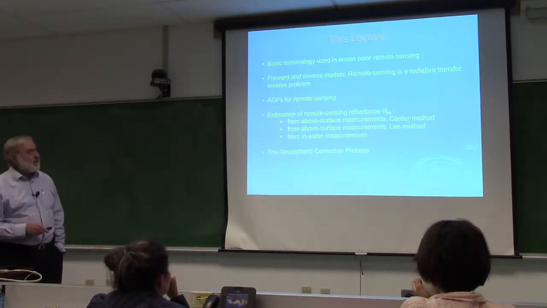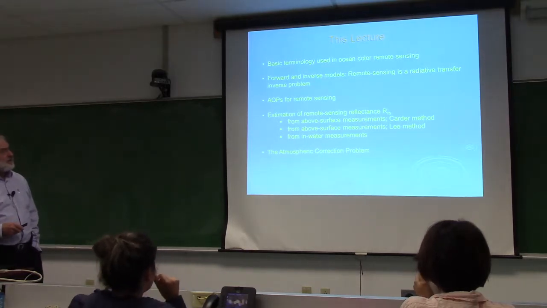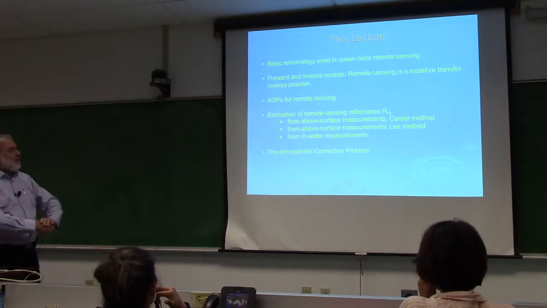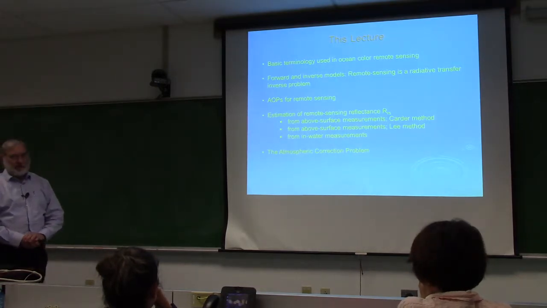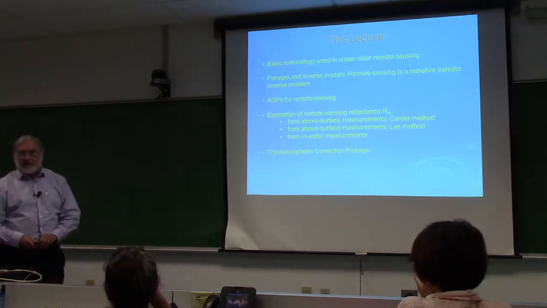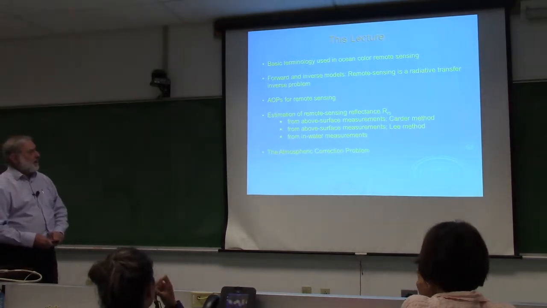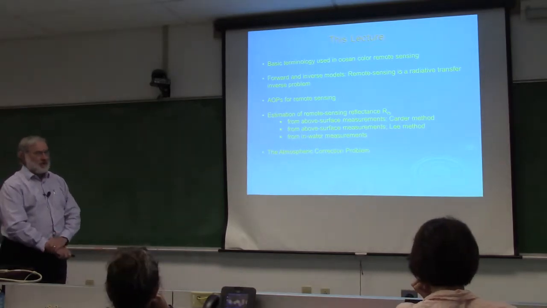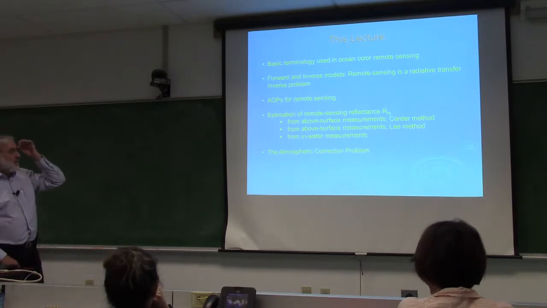So what we're going to do today is talk about basic terminology that's used in ocean color remote sensing. A lot of you probably know that, but probably some of you don't. I'll talk a little bit about forward and inverse models, and remote sensing is an inverse modeling problem. And we've already talked a bit about AOPs for remote sensing, like the remote sensing reflectance and the irradiance reflectance, so I'll just briefly run through that.